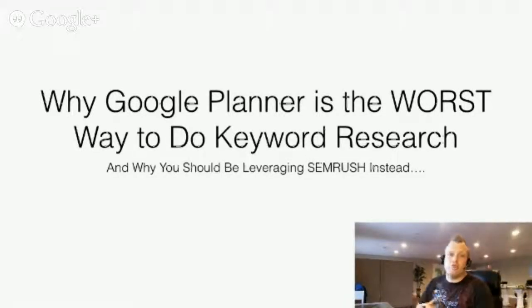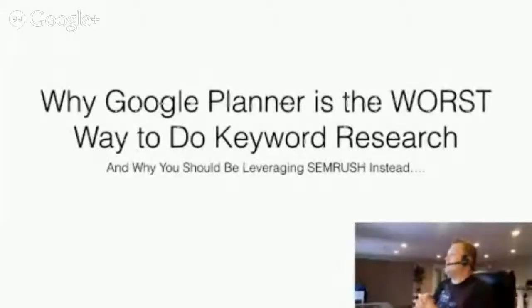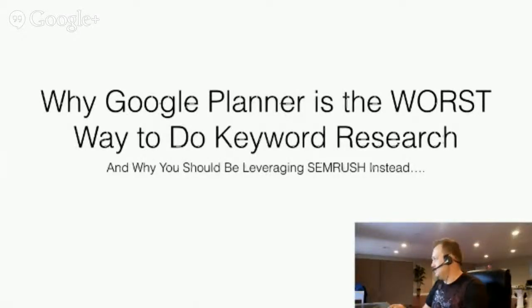Hey, it's Joe Troyer from Digital Triggers, and today I'm going to be talking about our research process and specifically why Google Planner is the worst way to do keyword research and why you should be leveraging SEMRush instead, and then our step-by-step exact process for doing keyword research and getting all of the data that we need and getting it quickly instead of taking forever to do it the manual way like everybody else does it.